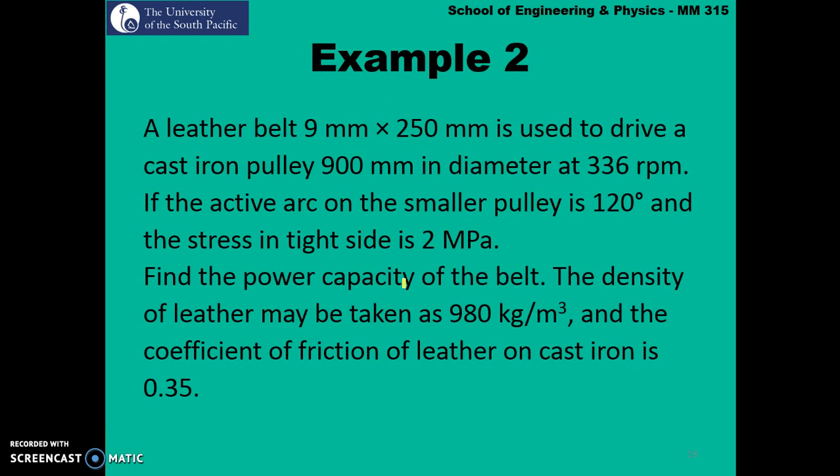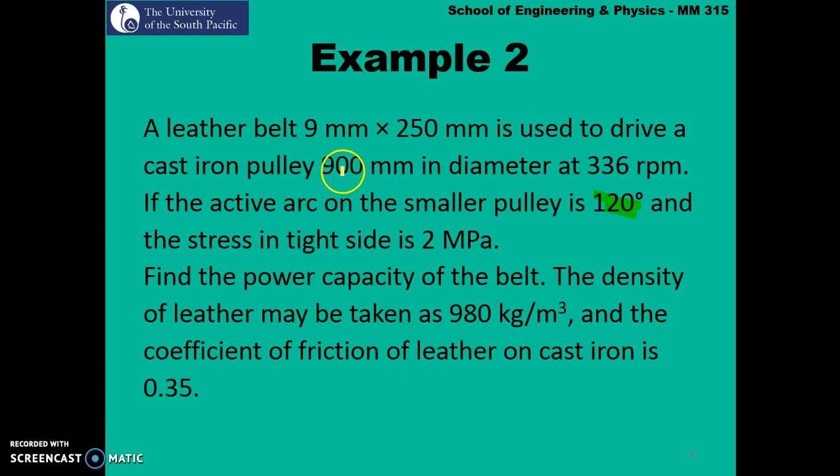Now let's look at example 2. A leather belt which is 9 mm by 250 mm in dimension is driven by a cast iron pulley which is 900 mm in diameter, and the pulley rotates at a speed of 336 revolutions per minute. The lap angle is given as 120 degrees, and the stress in the belt is 2 megapascal. Find the power capacity of the belt. The density of the belt is given as 980 kg per meter cube, and the coefficient of friction is given as 0.35.